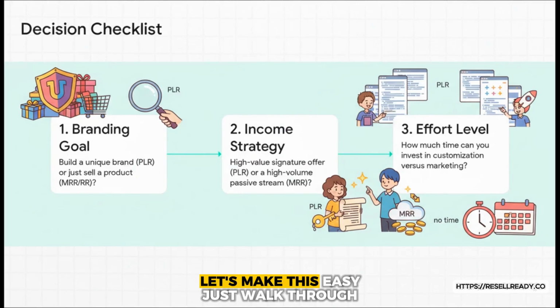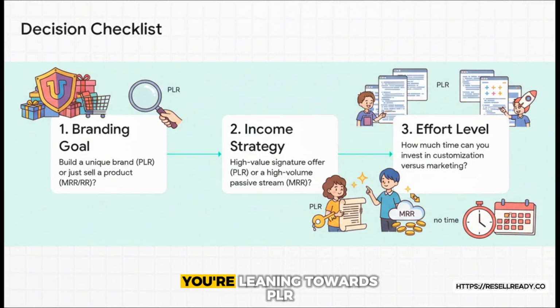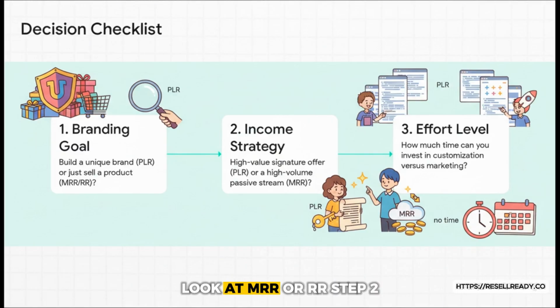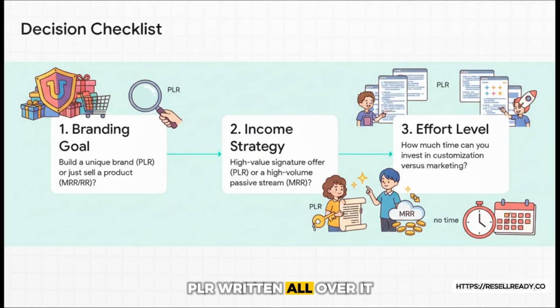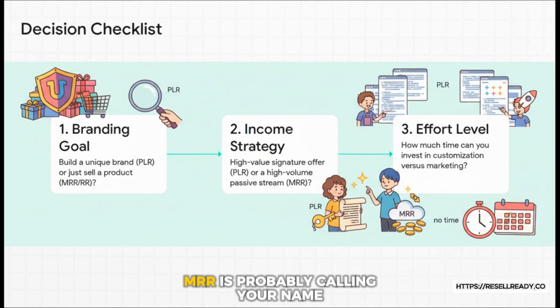Let's make this easy. Just walk through this checklist. Step 1. What's your branding goal? Do you want to build a totally unique brand? You're leaning towards PLR. Just want to sell a great product? Look at MRR or RR. Step 2. What's your income strategy? A high-ticket signature offer? That's got PLR written all over it. High-volume passive income? MRR is probably calling your name. And finally, be real with yourself. How much time can you actually put in? If you have time to customize, go for PLR. If you have zero time, MRR or RR is your ticket.